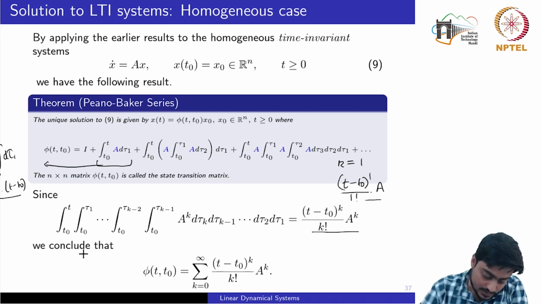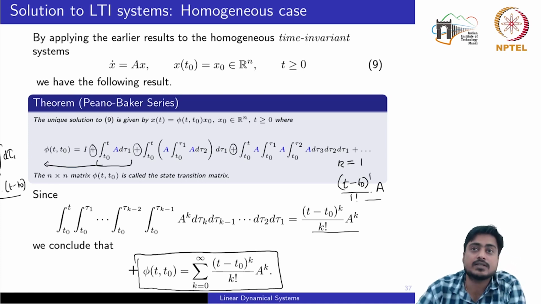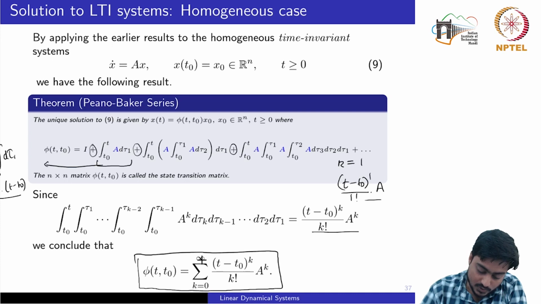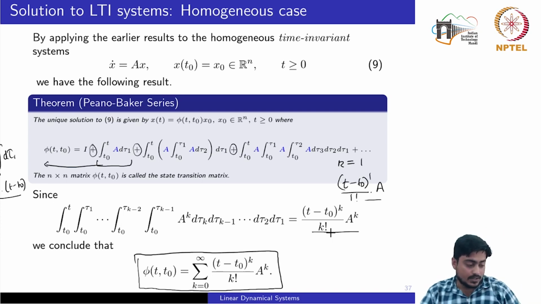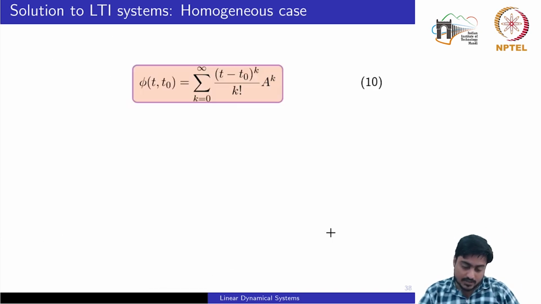So if I sum all these kth terms starting from k equal to 0 to infinity, because these are all summations, I would actually get the closed form solution of the state transition matrix, which is equal to the summation over k equal to 0 up to infinity of this part. Now let's see some interesting things about this state transition matrix.